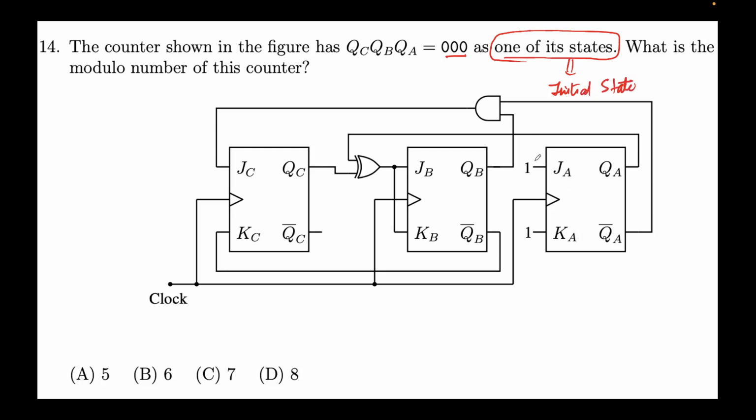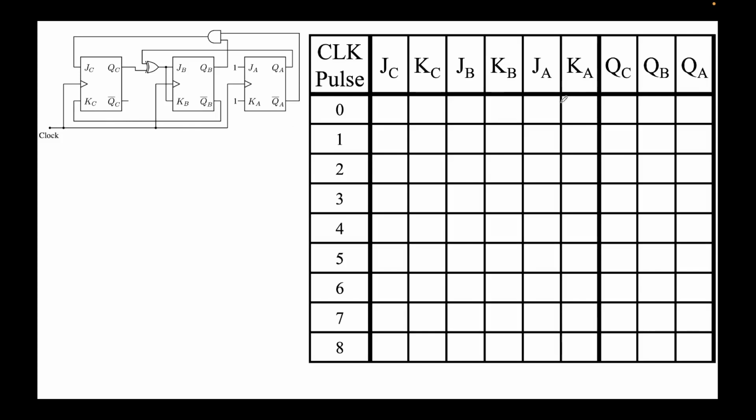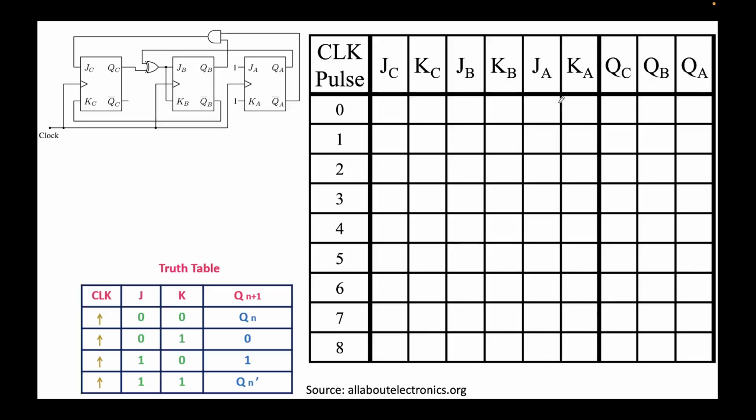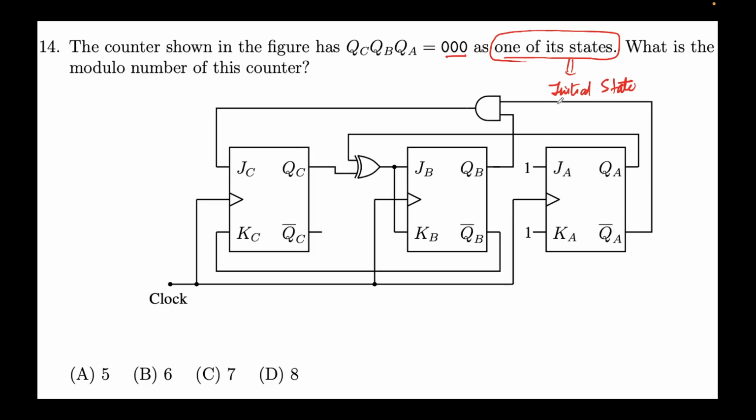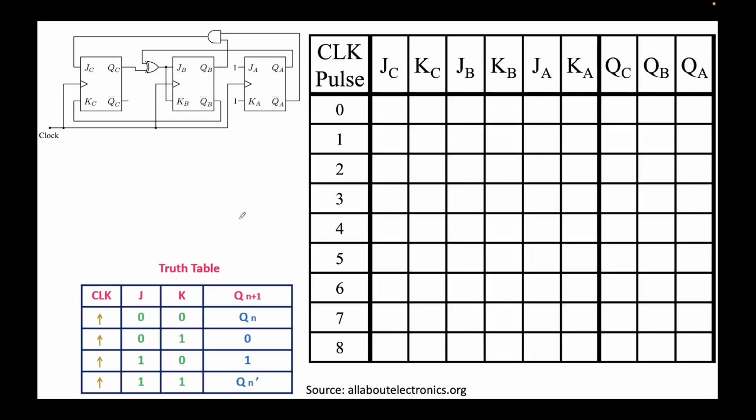Again we solve this circuit, and you see the options are 5, 6, 7 and 8. So if the question and the options are correct, we need to go only up to a maximum of 8 clock pulses, but a minimum of 5. So let's start. This is the problem, and this is the truth table that we need to populate. 0 0 0 is the initial state.